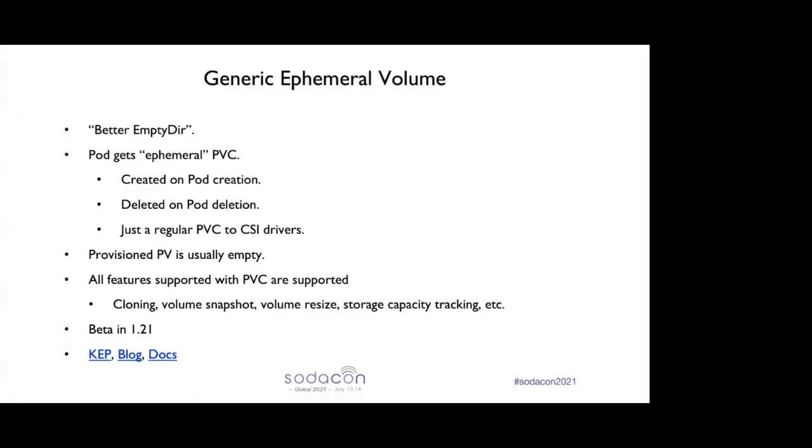It can be used to provide scratch storage that is different from the root disk. All storage class parameters for volume provisioning are supported. All features supported with persistent volume claims are also supported, such as storage capacity tracking, snapshotting, cloning, and volume resizing. This feature is beta since 1.21.